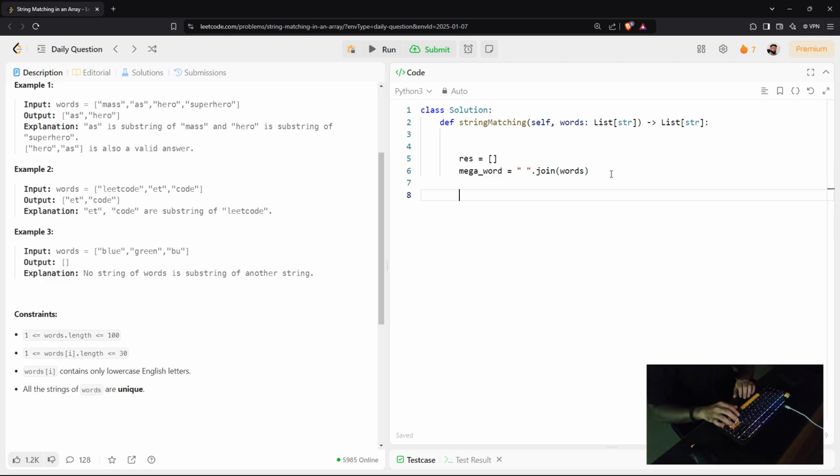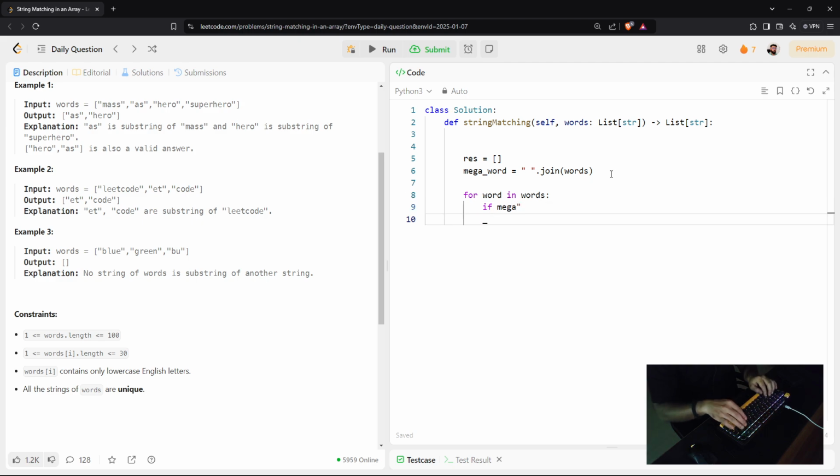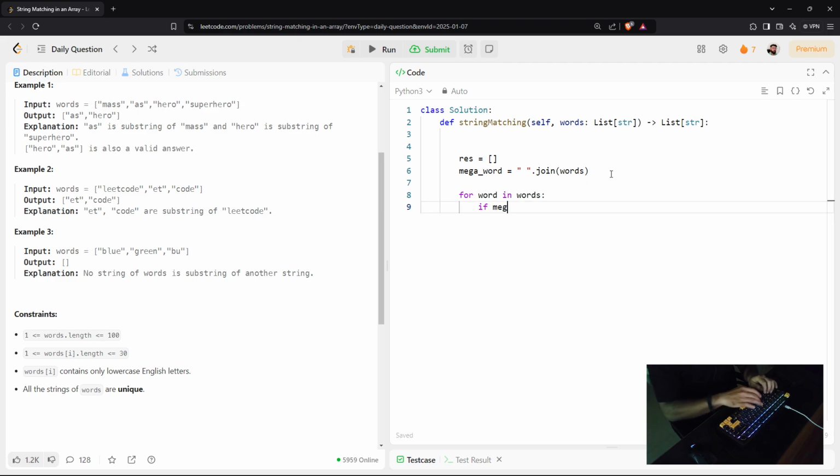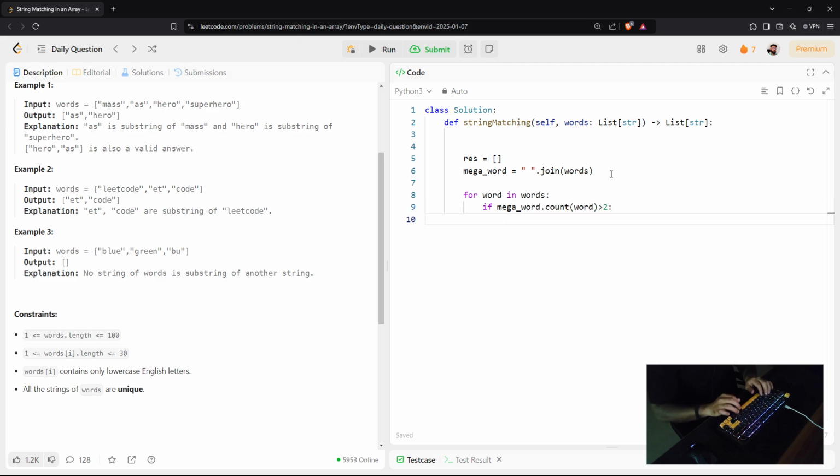Now that we have this mega word, we'll simply run a loop for word in words. For each of these words, we simply need to do a count in this mega word. If mega word dot count of this word is greater than or equal to 2, that's what we require, in that case this word is satisfying our condition. We'll add that to our resultant list, and then we are just going to return this resultant list that we have.